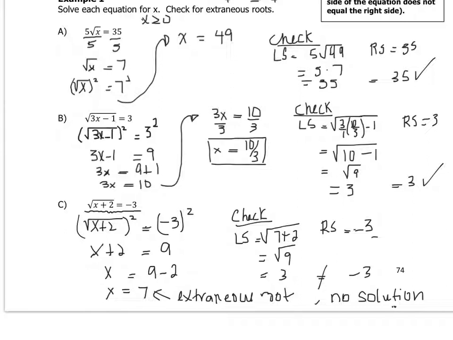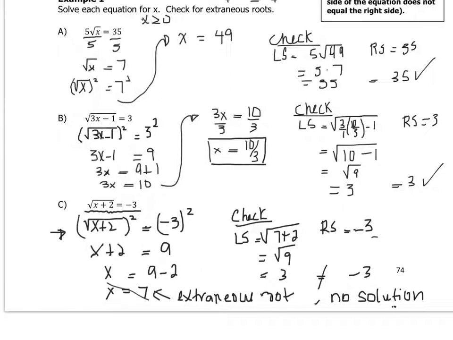But when we squared both sides, we did get a solution, because if you plug 7 back into the squared equation right here, 7 plus 2, the square root of that would be the square root of 9, which is 3, and 3 squared is equal to negative 3 squared. 9 equals 9. So that's why it worked in the squared equation, but it didn't work in the square root equation. So we have to eliminate that as a solution, because it needs to work in the original equation.